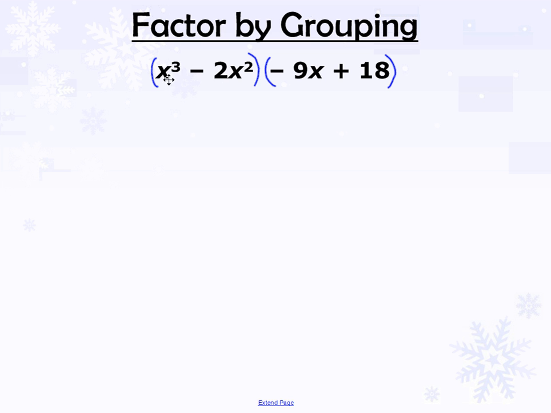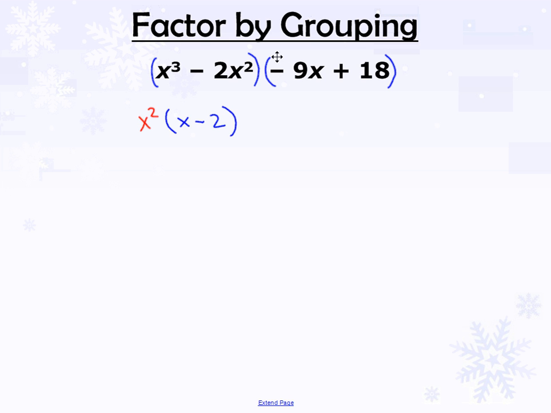So when I look at these 2, x squared goes into each of them evenly. So I'm going to factor out an x squared. When I do that, what I'm left with is x minus 2. Then I'm going to go to my second set and find the GCF.